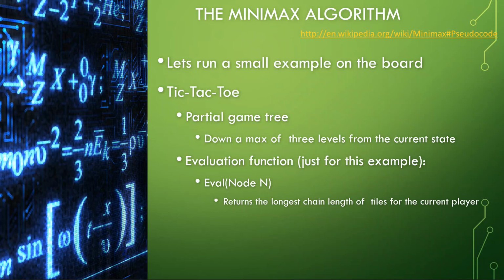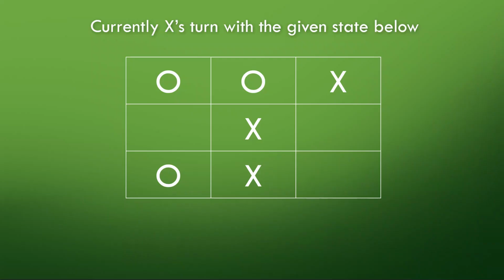So let's run a small example on a board of the tic-tac-toe game using a partial game tree down to a maximum of 3 levels from the current state. It means from the current state, it'll go to the AI's choices, the other player's choices, and then our choices even further in the future. And the evaluation of a node returns the longest chain length of tiles for the current player. So it returns, okay, how long of a chain do we have? We're trying to get to 3 for tic-tac-toe. And so higher should be better.